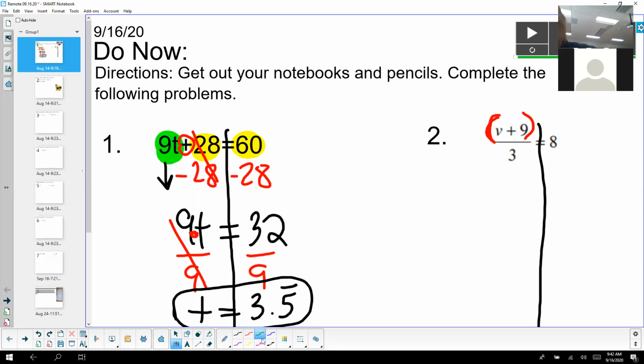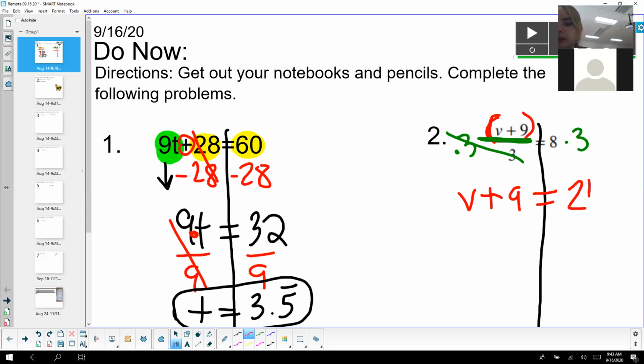So I know that this bar right here represents division. So I can use the opposite operation to undo division, and I'm going to multiply both sides by 3 to get rid of this dividing by 3. So that's going to cancel. I can go ahead and rewrite v plus 9 because I got rid of the divided by 3 when I multiplied both sides by 3. And then 8 times 3 is going to give me 24.